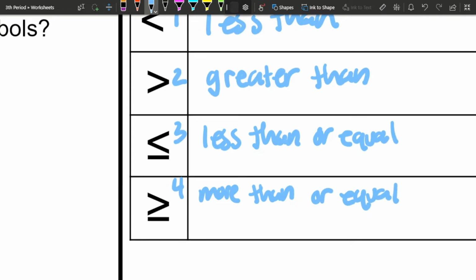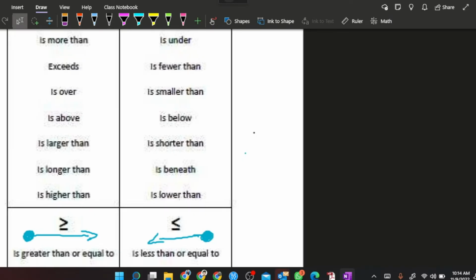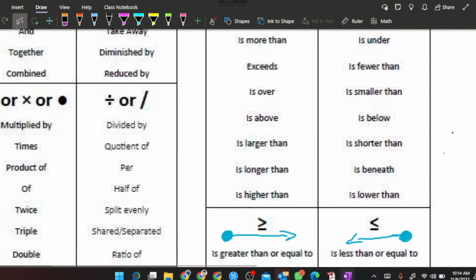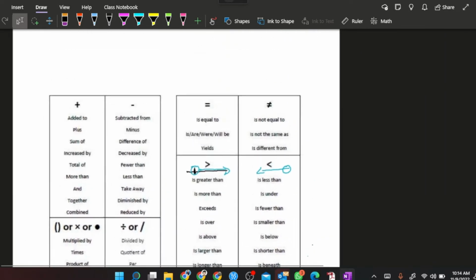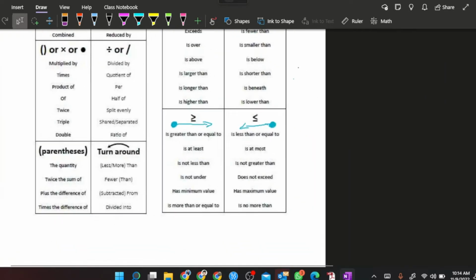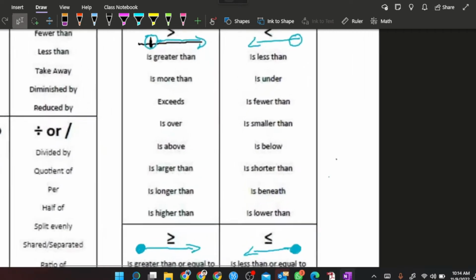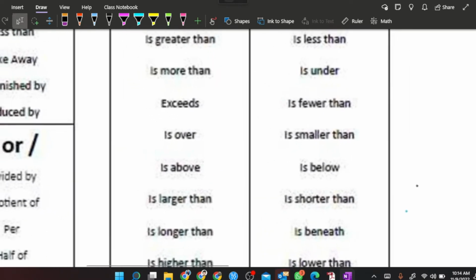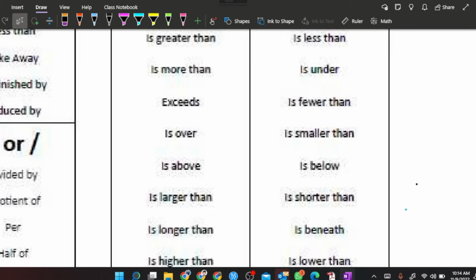Okay, very good. So let me show you something. These keywords right here are for adding, subtracting, multiplying, dividing, and parentheses. This is going to be very helpful whenever we write equations or try to solve word problems. So I made a few notes over here. Greater than, more than, exceeds, is over, is above. We have a bunch of different things that, if we come up with them, we can identify them and go from there.